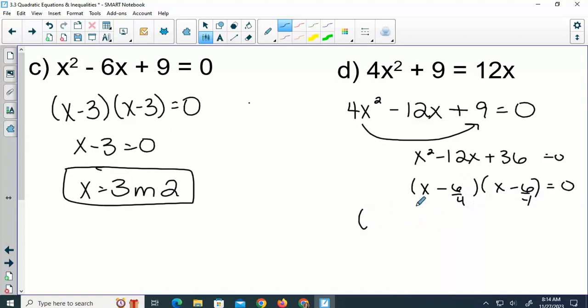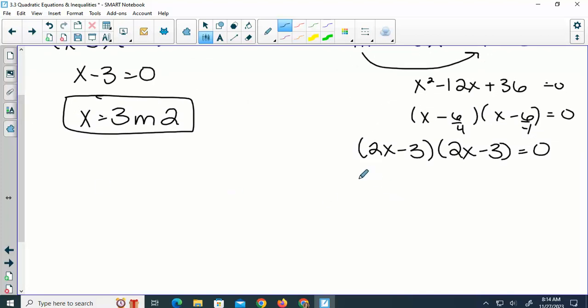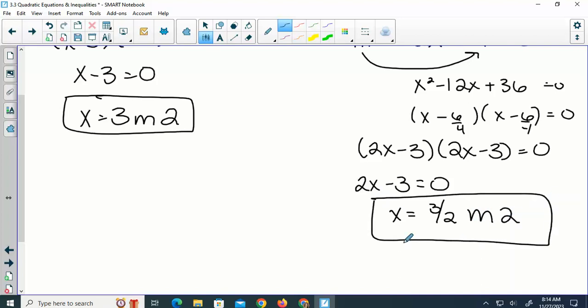So 6 over 4 reduces to 3 over 2. So 2x minus 3 times 2x minus 3. Okay, we set those to 0. Add our 3 and divide by 2 and we get 3 halves. M2, multiplicity of 2. It was a solution 2 different times.